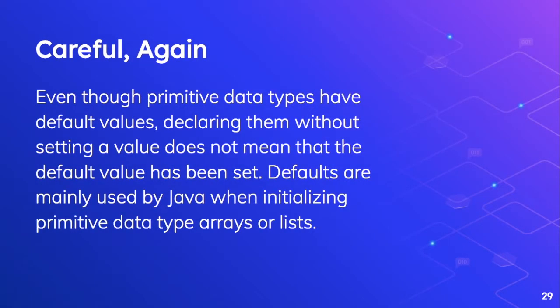Now, just to be careful again, primitive data types have default values, but just because you declare them does not mean the default value has been set. Default values are mainly used by Java when initializing things like arrays, lists, and sets. So if you just say int i, that doesn't mean you can start adding things to it. You'll get a null pointer exception, which is an error. So you still need to set a value. Default values aren't meant for when you don't set a value. Default values are meant for arrays and lists and stuff like that.